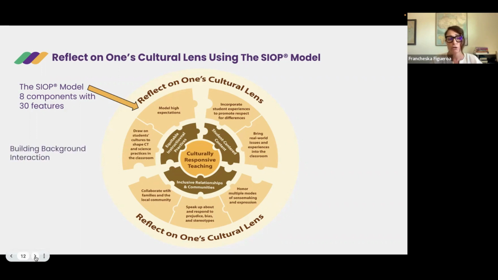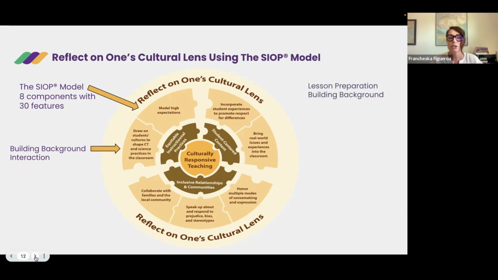Draw on students' cultures to shape CRT and science practices in the classroom. I made a connection to building background and interaction. There's a seamless connection to building background, but you might consider, what does interaction have to do with this feature or this section? Well, if we think of the 4th feature of interaction, asking students to use their primary language to offer a level of support during instruction, we can look at that as culture. Language and culture are one and the same.